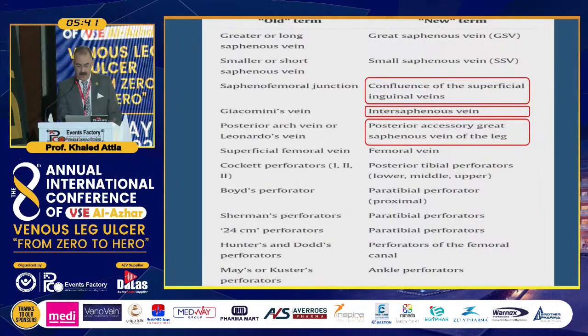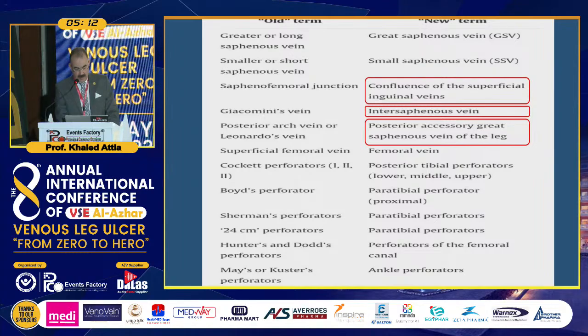These are new terms and old terms of the anatomy. Greater or long saphenous vein is named the great saphenous vein. Smaller or short saphenous vein is named the small saphenous vein. Saphenofemoral junction is named the confluence of the superficial inguinal veins. Giacomini's vein is the intersaphenous vein. Posterior arch vein is Leonardo's vein. Posterior accessory great saphenous vein of the leg.